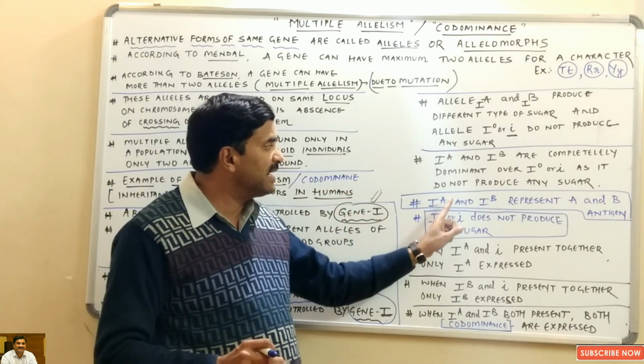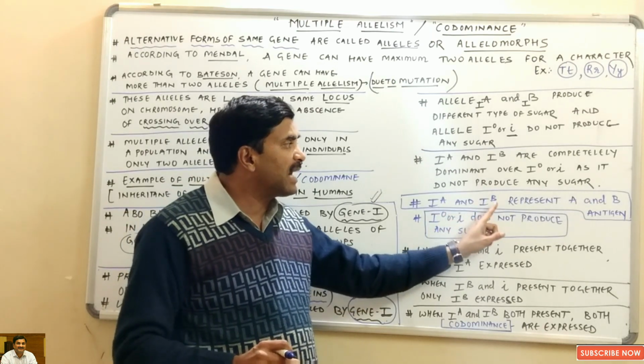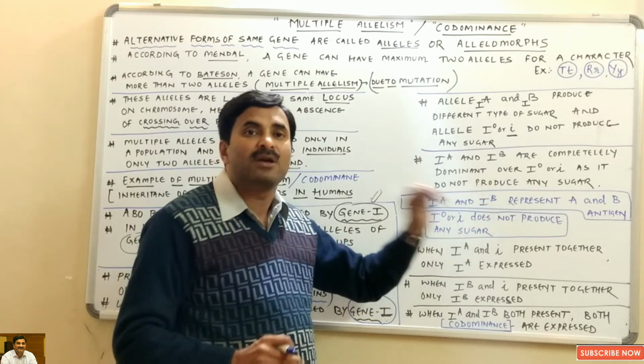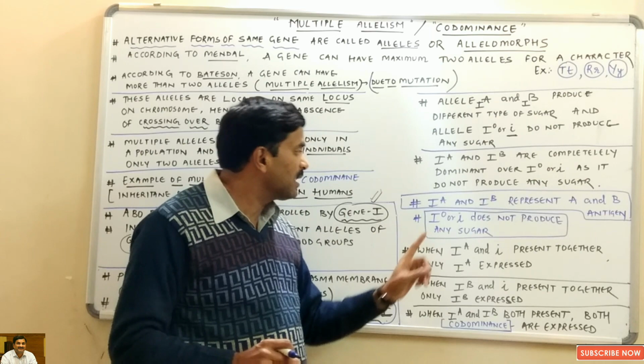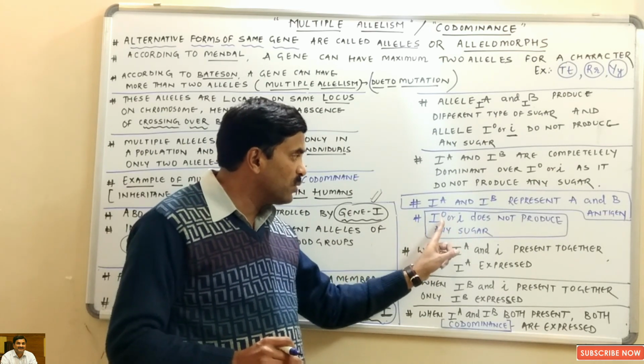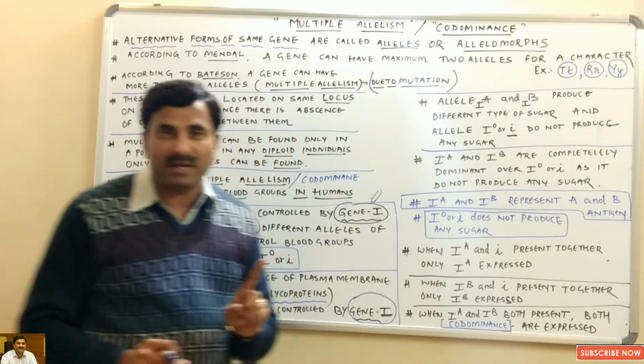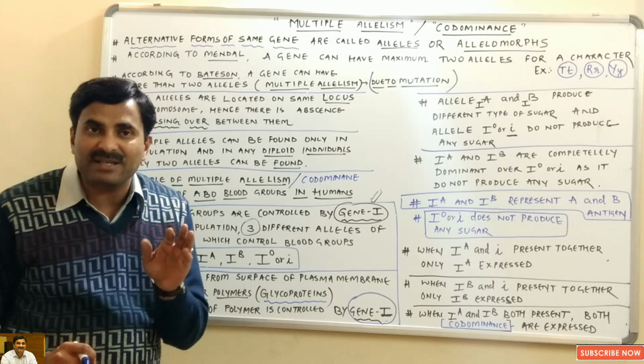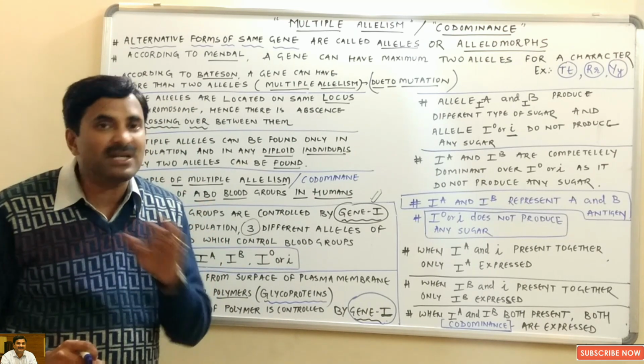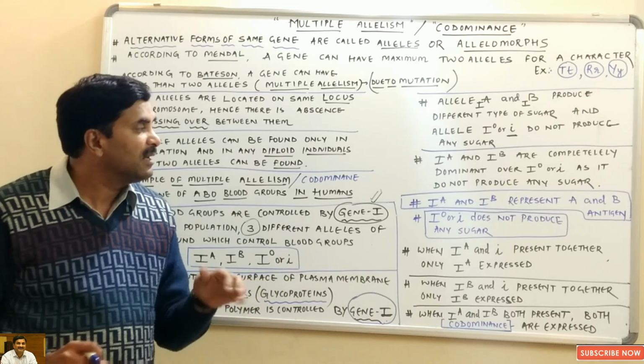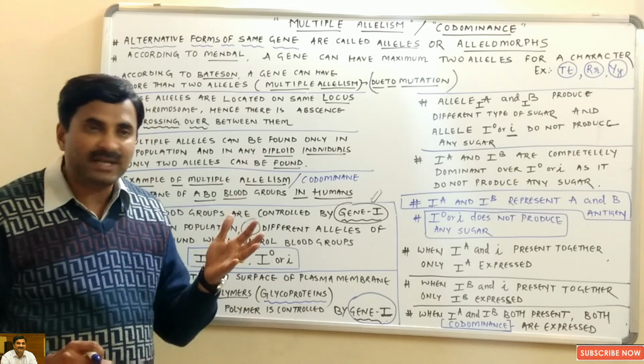Now I have again clearly written here that IA and IB represent A and B antigen, or the glycoprotein or the sugar polymer, and small i or IO does not produce any sugar. Means it is not having any antigen. It is neither having A antigen, nor B antigen. So they are not producing any sugar.